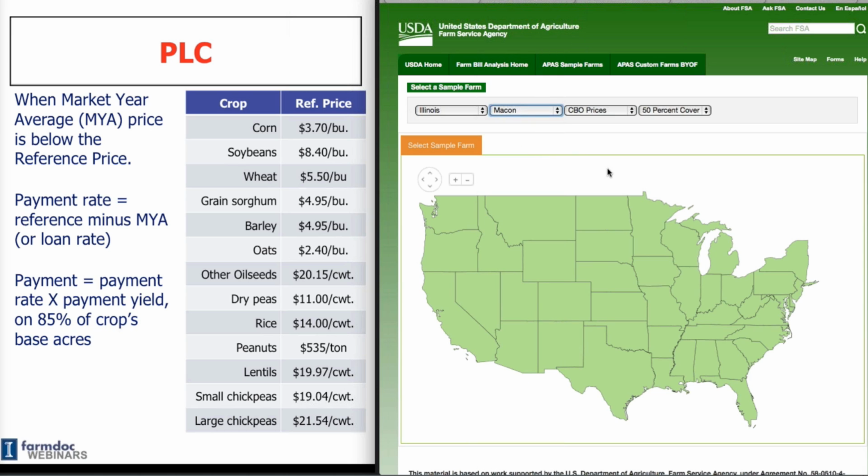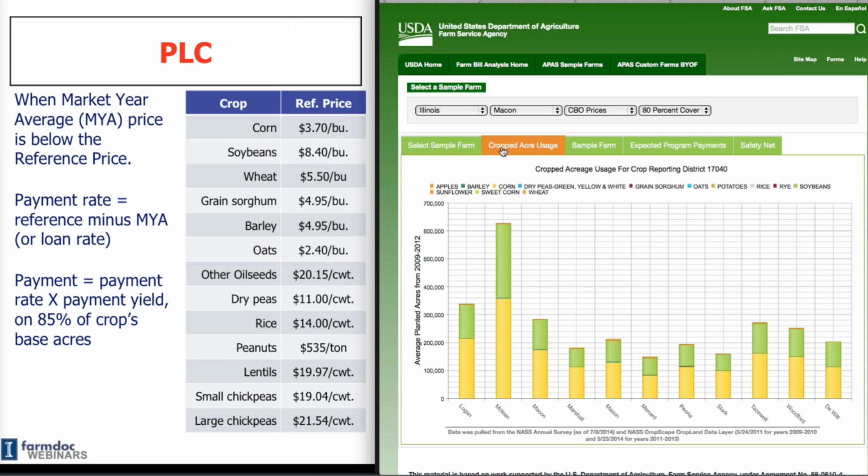And as Gary's selecting this again, the nice thing about this option is that this is a relatively quick look at the programs. It's a way to compare the 3 program choices without having to enter in a whole lot of information other than your location. And then we do have some price scenarios you can play with here to see how those affect things. So if you go through this, we'll show you what sample acreages look like in Macon County and all crop reporting districts in that area.